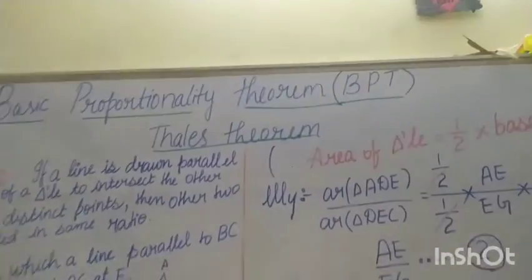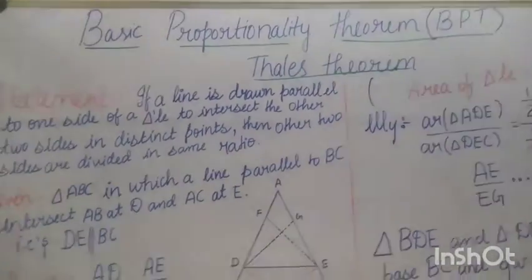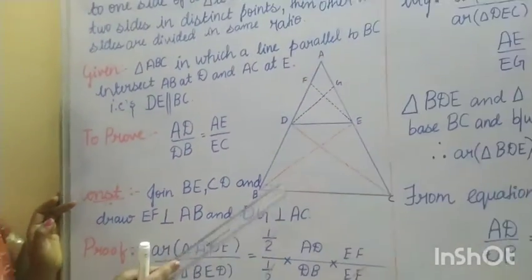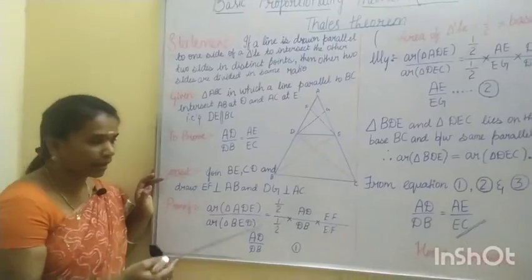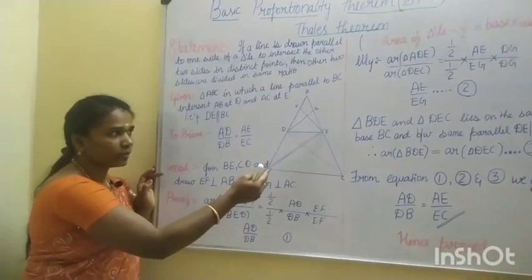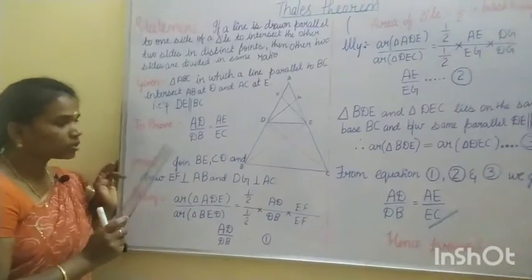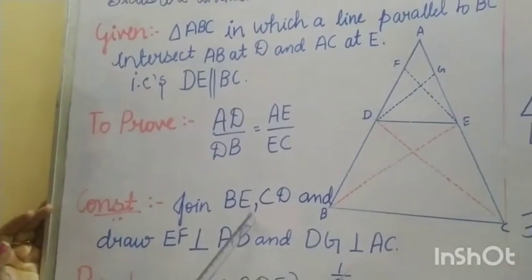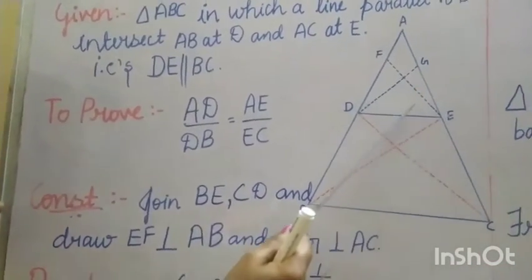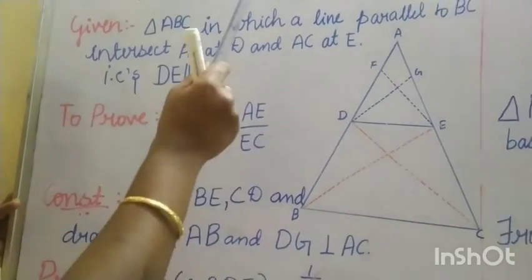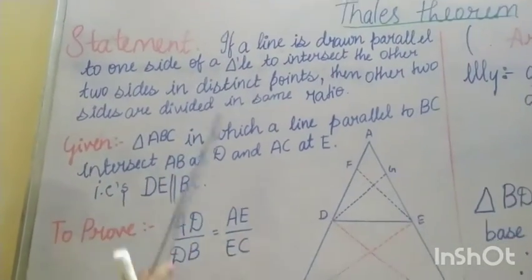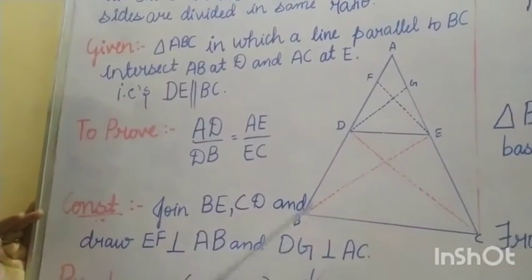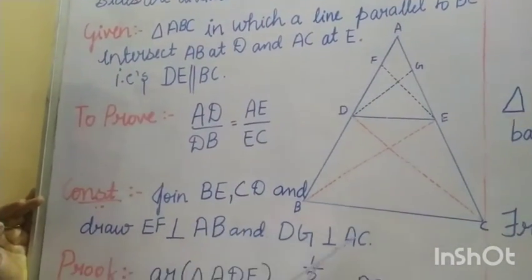Let's go to the construction. Why do we need a construction actually? I said that this theorem is based on similar triangles. To get the similar triangles, we need to do the construction here. So what are we going to construct? First thing is, join BE. Whatever lines we have drawn according to the statement, E and B we are joining here, and also C and D we are joining here.